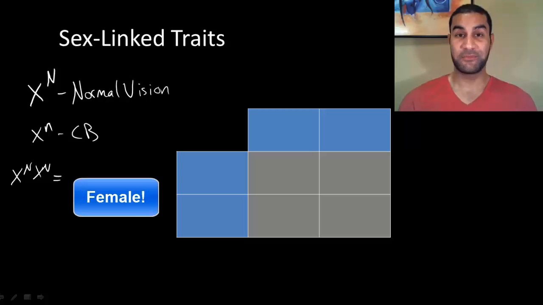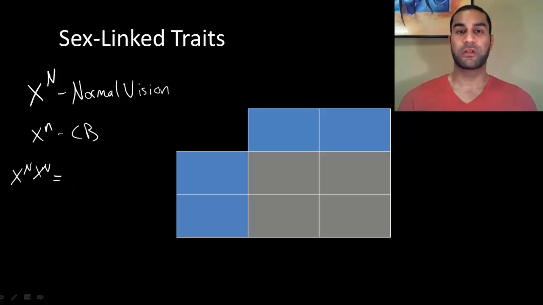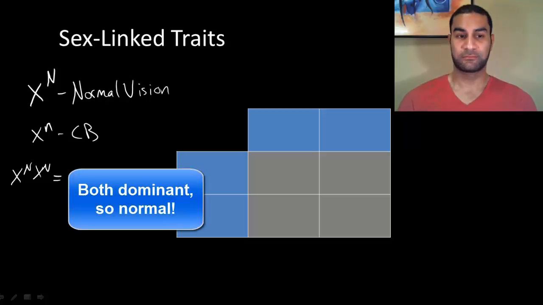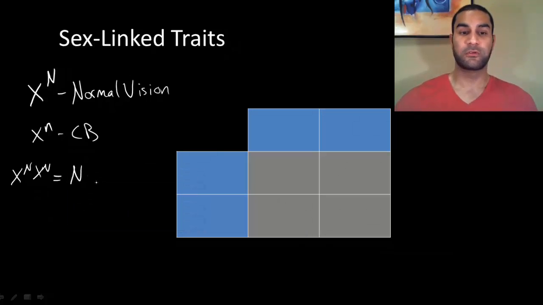Both X's, female, right? And do I have normal or colorblind vision? In this case, both of my X's are normal. So this represents a normal female. I'm going to write NF. Okay? Now let's say I have this scenario.